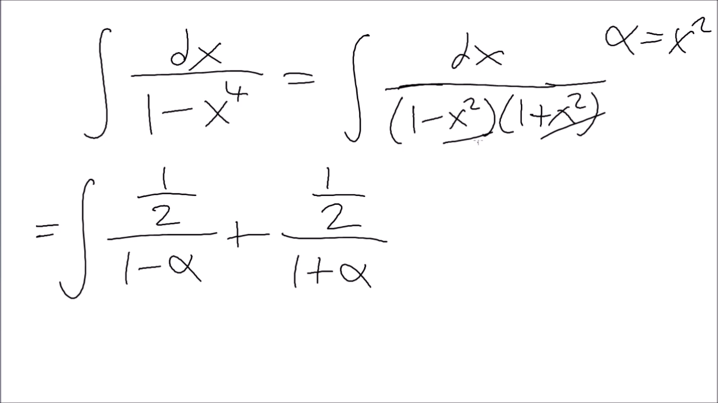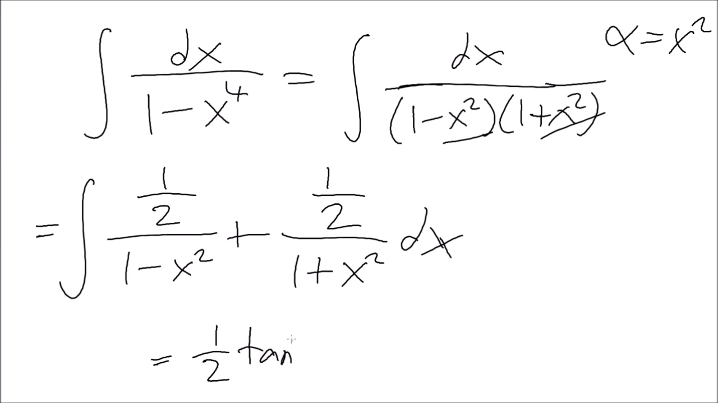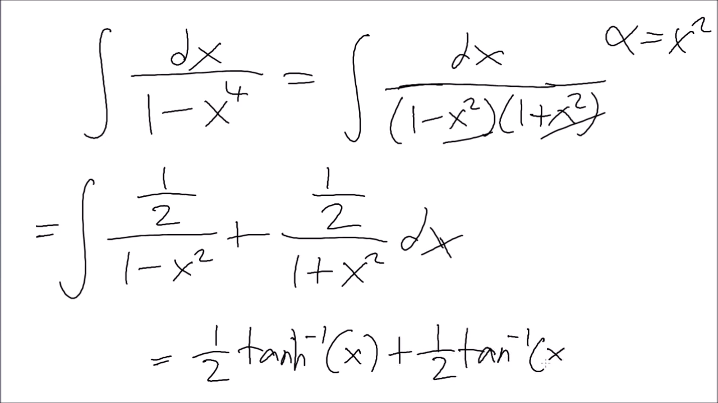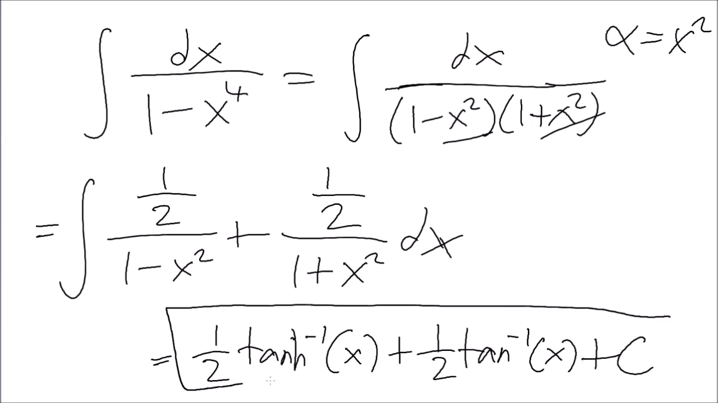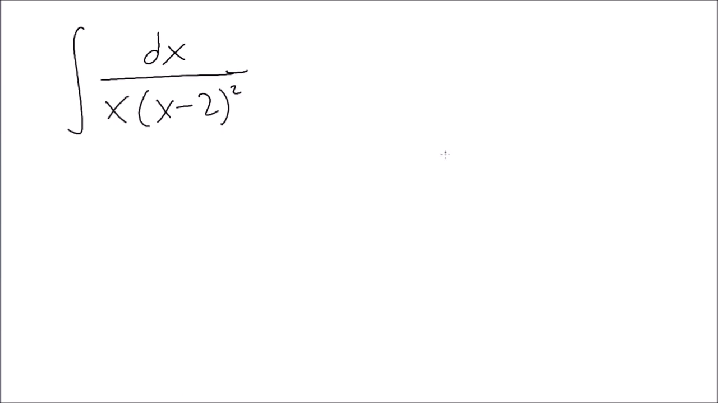Okay, cool. So now we have, go ahead and change alpha back into x squared. Oh, very simple. This is just equal to half of inverse tangent plus a half of inverse tangent. And you're done.